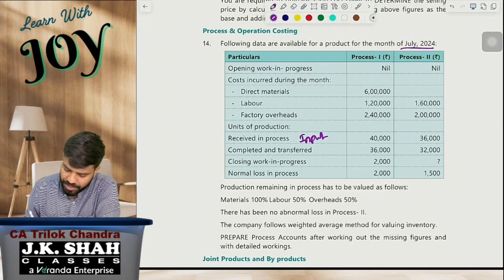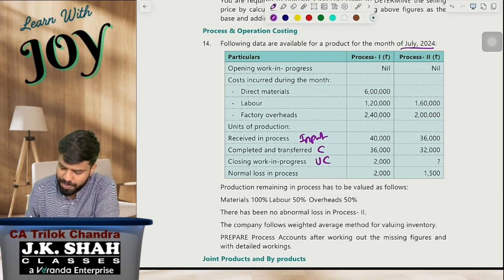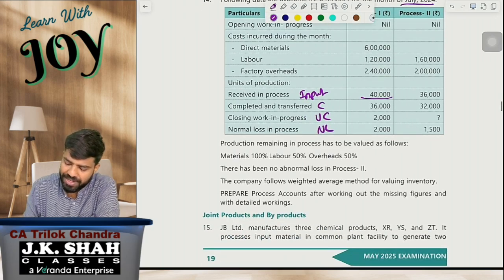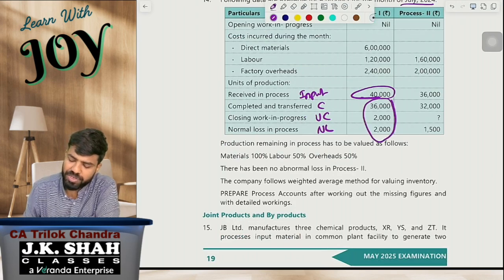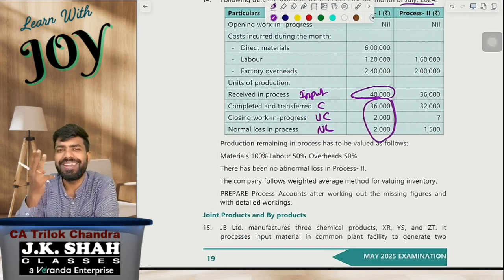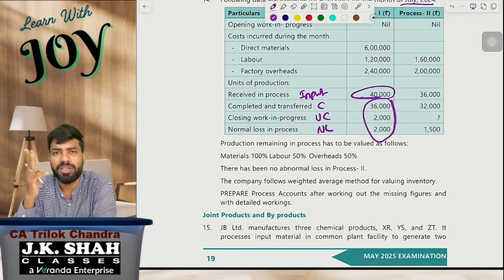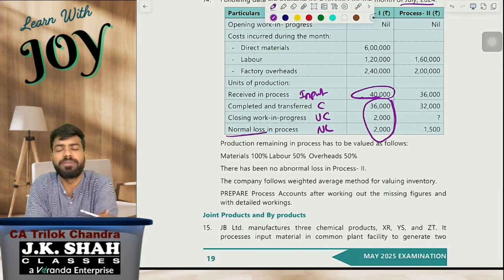Next, completed and transferred. This is the completed units. Closing work in progress uncompleted 2,000. Normal loss in process 2,000. This is the normal loss. So 40,000 is the input and 40,000 is the output. When it comes to output, there are three categories: completed, uncompleted, loss, and they clearly specify normal loss.